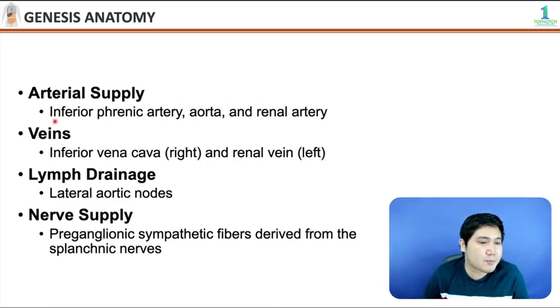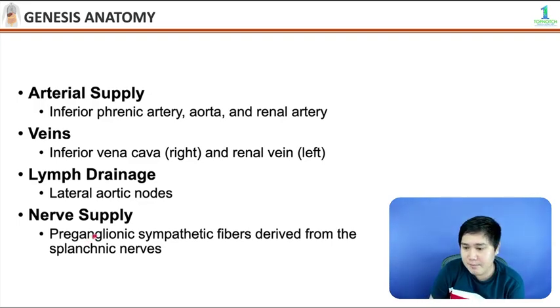In terms of blood supply, it is supplied by the inferior phrenic artery, aorta, and renal artery, drained by the inferior vena cava and the renal vein. Lymphatic drainage is to the lateral aortic nodes, and it is supplied by preganglionic sympathetic fibers.